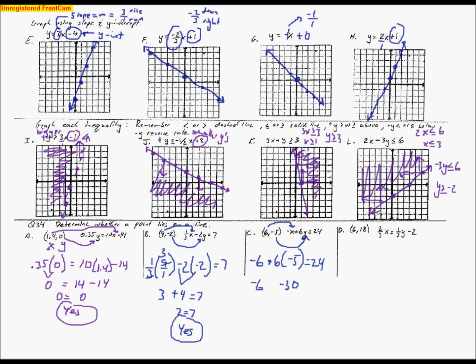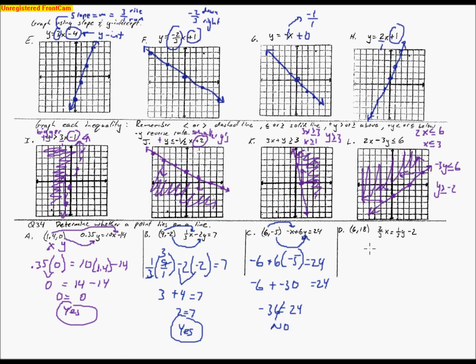And then from there, we go ahead and see if that equals 24 or not. And so when we do that work, we end up with a negative 36. And sure enough, those two numbers do not equal. So that one is a no.